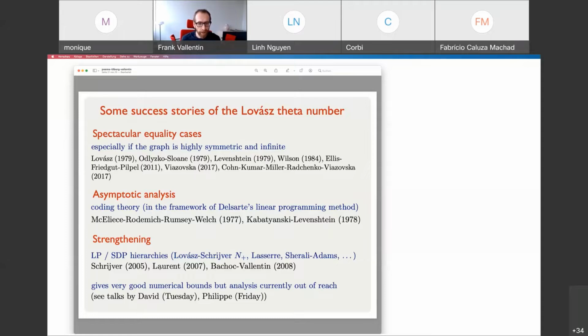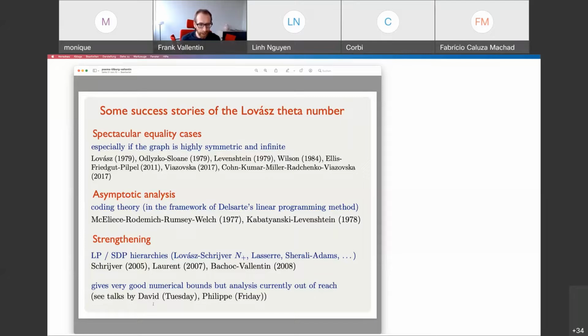This has been extended by Monique in 2007, also for binary codes, but not only doing one level of the hierarchy, but an arbitrary number of levels of the hierarchy. Then together with Christine Bachoc, we worked on 3-point bounds for kissing numbers. And in general, all these strengthenings usually give very good numerical bounds. But the drawback is that the analysis, in the sense of asymptotic analysis, is currently mostly completely out of reach.